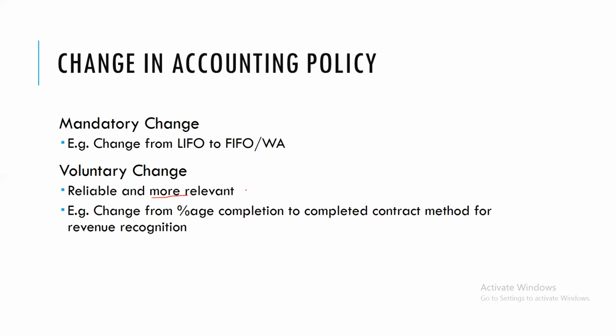So you can only make a voluntary change if it provides more relevant information to, I should have written here, financial statement users. Companies can't make a change in order to have a higher revenue, for example. The change has to be reliable and provide more relevant information to financial statement users. So whenever there's an accounting policy change, it has to get disclosed, and you have to explain the reason for why you're changing it, and the reason has to be to provide better information for the financial statement users.